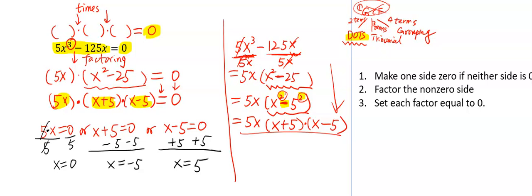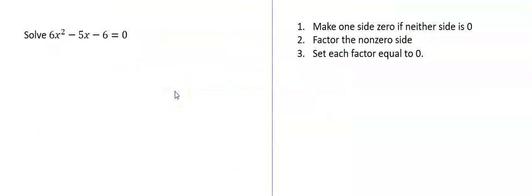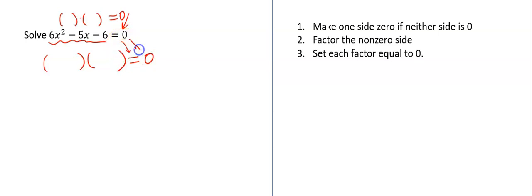All right, so now let's look at another example. Same thing, first make sure one side is 0. We do have one side is 0. And the other side, we need multiplication. So we're going to use factoring to turn the left side into something times something. Right hand side we keep equal to 0.